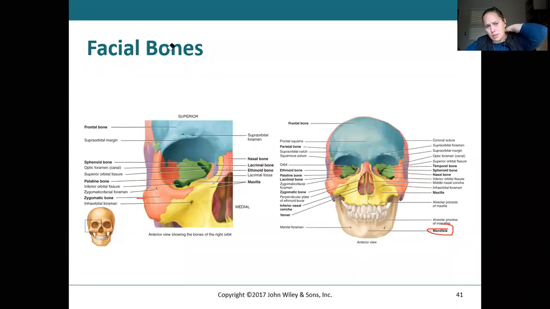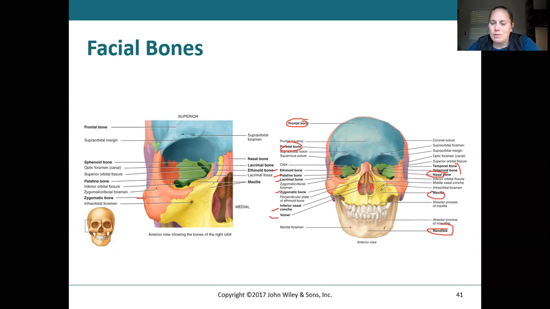If we zoom out, you can see, again, we just keep pointing out the same bones, but in different orientations. That frontal bone, that parietal bone, ethmoid, palatine, lacrimal, zygomatic, again, all part of the facial bones. Here you can see the inferior nasal concha located right here next to that foramen, the vomer, as well as the maxilla, nasal bone, sphenoid bone, and temporal bone.